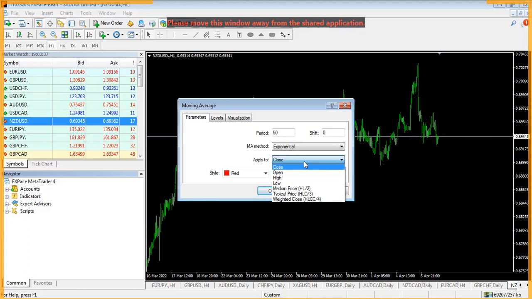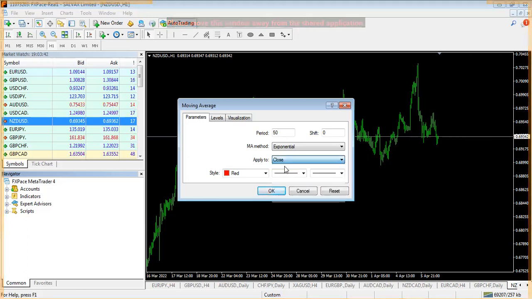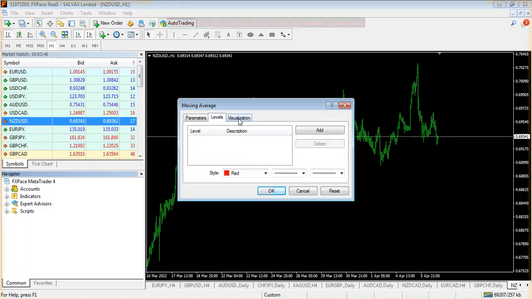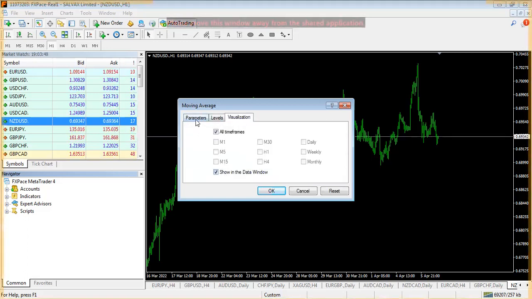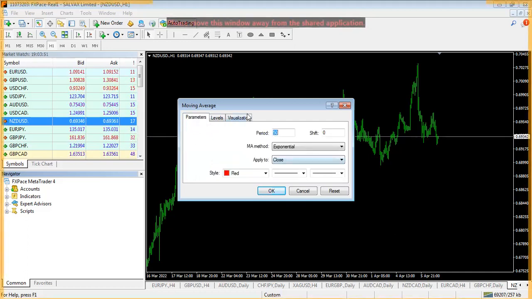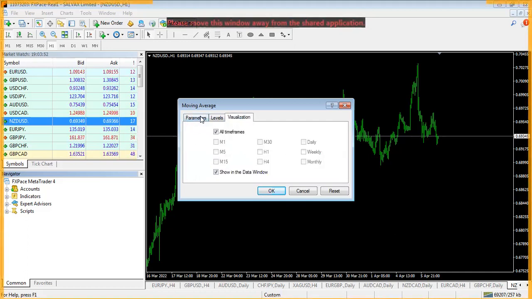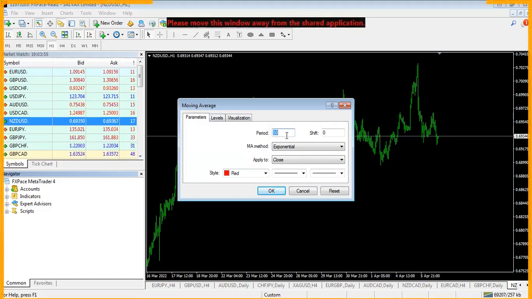Basically I use the closing price level. I'm not touching visualization, it shows on all time frames. So for the parameter, let's go with the 50 moving average. 50 is one of the most simple moving averages, and I use a lesser period. So for the period, you type the period you want.